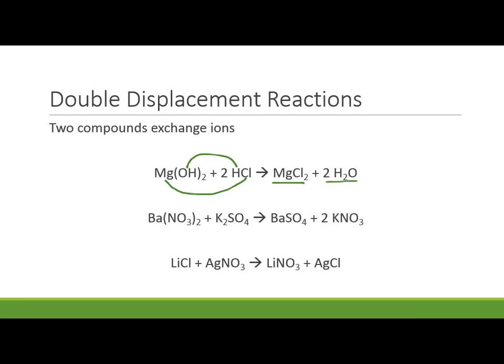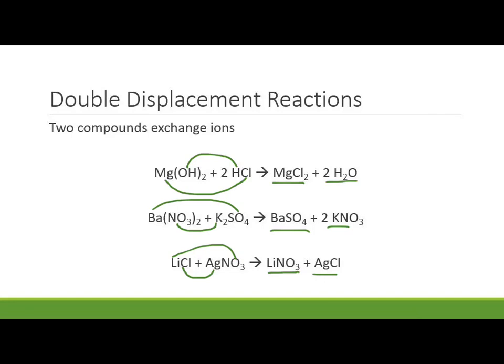Same type of thing happens in our next reaction. Barium is going to pair up with the sulfate, potassium pairs up with the nitrate. We make barium sulfate and potassium nitrate. And then in the last one, lithium will pair up with nitrate, and silver pairs up with chloride. Now, in these reactions, you might be asking yourself, why in the world does lithium partner up with nitrate, but lithium won't partner up with silver?